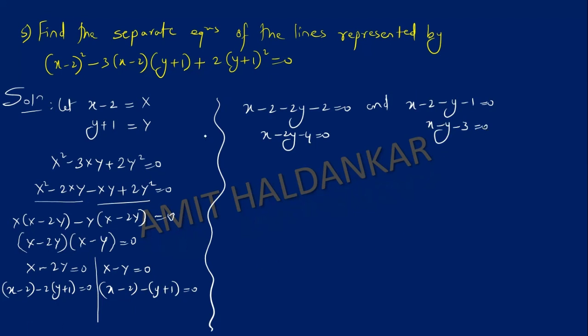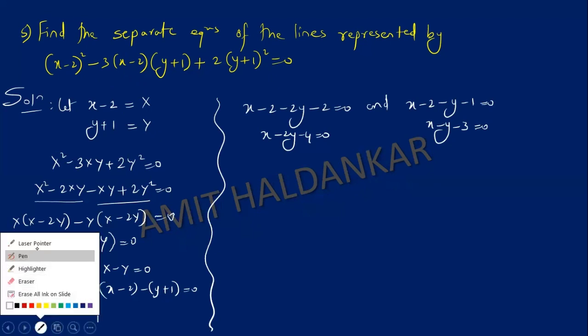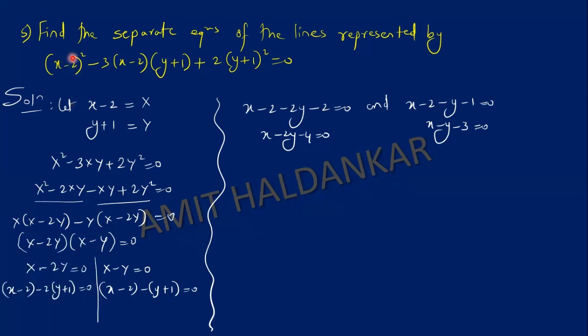So the concept here is we substitute the similar terms, that is x minus 2 as X and y plus 1 as Y. And then we factorize it, and then we separate it. And then when we separate, we again resubstitute. In place of X, we write x minus 2. In place of Y, we write y plus 1. And then we expand and we get this.